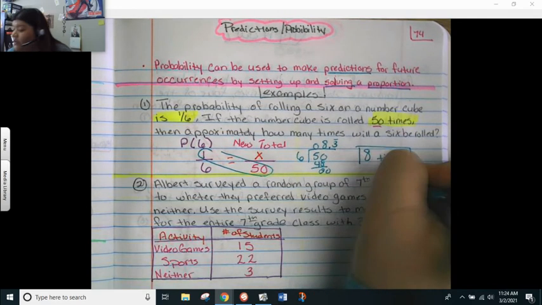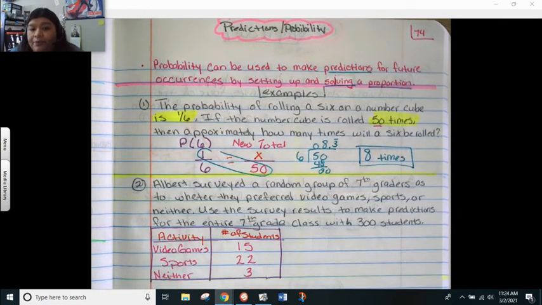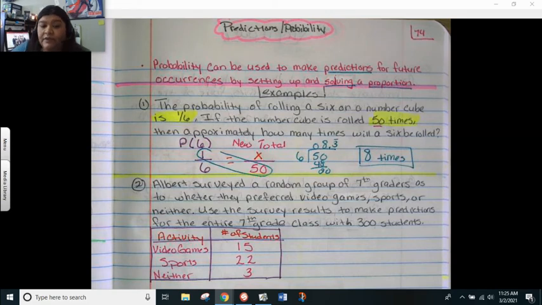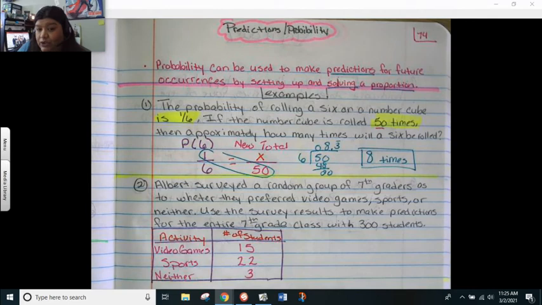We're rounding these to the nearest whole number because I can't get the number 8.3 times, but I can get it 8 times. So I can predict that if I roll it 50 times, 8 of those 50 times, I should get the number 6. That's what you're doing. It's just proportions. The first ratio is your initial probability.